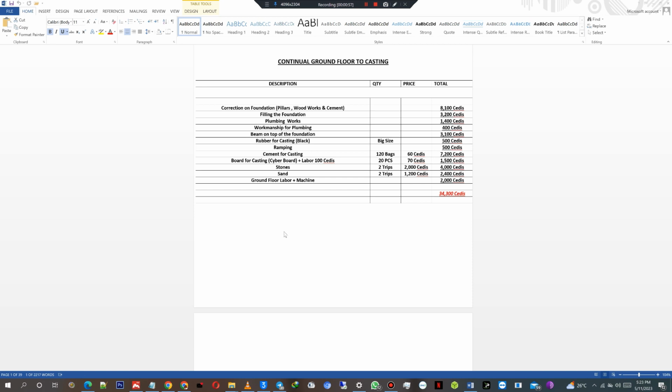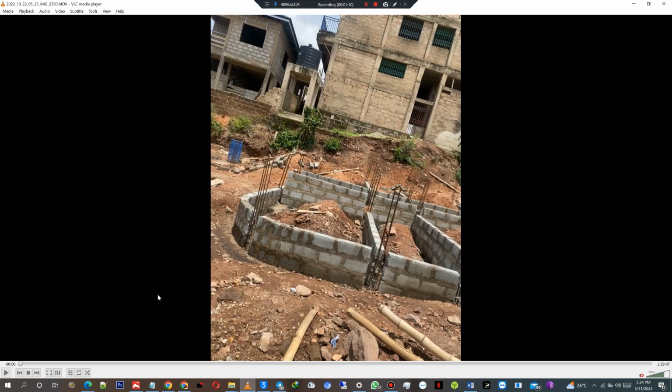So this is an overall estimate of expenses on the project from continual ground floor to the casting. I bought this land on an already developed site, an already developed area, and it's actually a half plot.